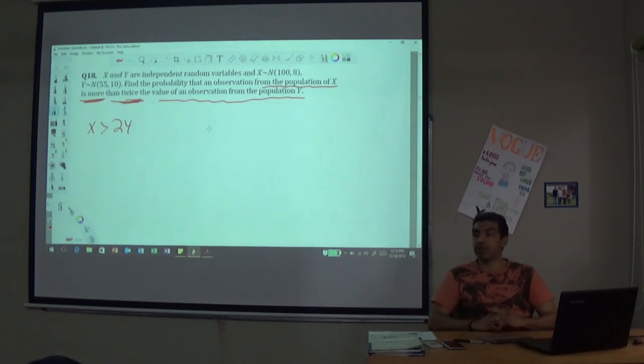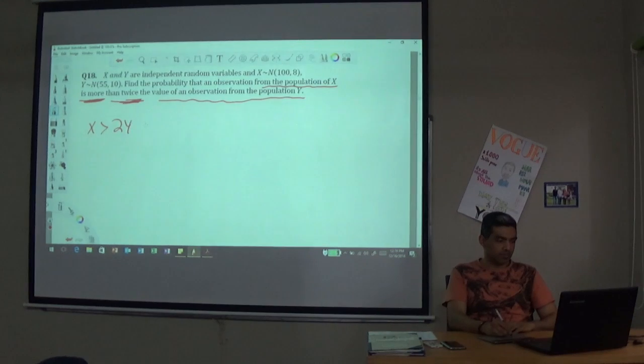Now see, this is not Y1 plus Y2. This is clearly 2 times Y. If it would have been Y1 plus Y2, you would have said an observation taken from X is more than the sum of 2 observations taken from Y. So here it is saying twice the observation, it's 2 times Y. So this implies X minus 2Y is greater than 0.